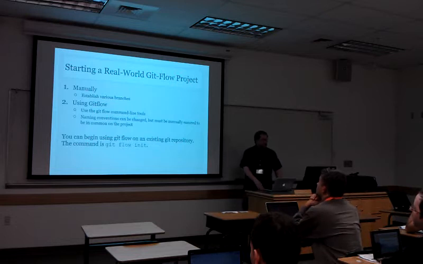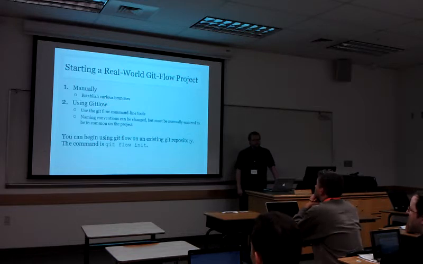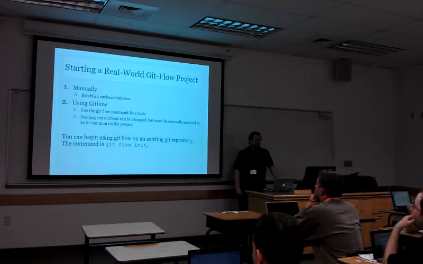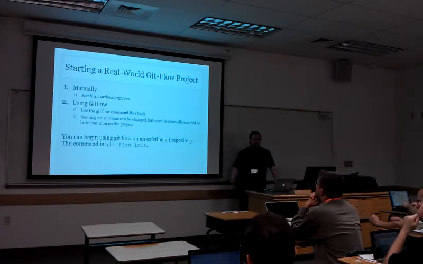So if you're interested in all this, if this sounds pretty cool, it's really easy to get started on a Git-Flow project. Since it's technically just Git underneath it all, you can do it manually by establishing those various branches on your own. And if you're using the Git-Flow tools, you just need to go to an existing Git repository. Or if you want to start a Git repository and use Git-Flow, just do git flow init instead of git init. And you can just start on that.